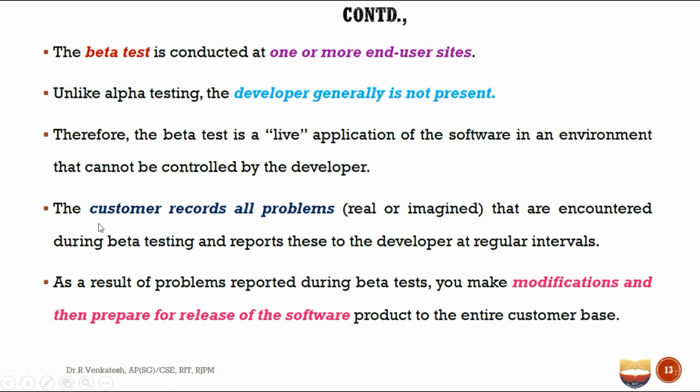All the discovered errors are recorded and must be sent to the developers at regular intervals. The recorded errors must be corrected by the developers. As a result of the problems reported during beta test, the developers make modifications and then prepare for release of the software product to the entire customer base.